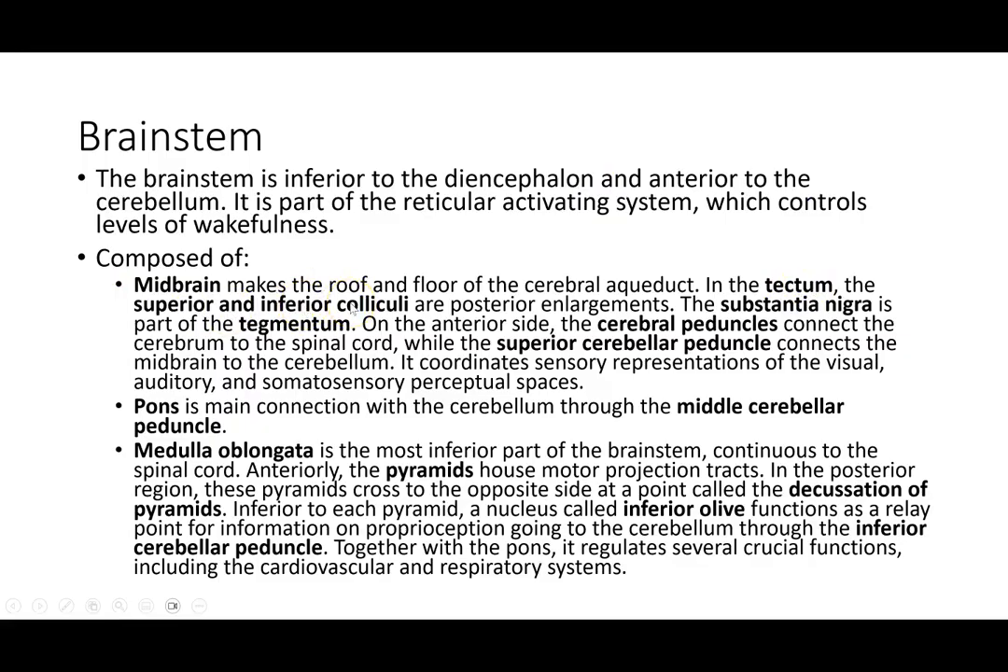These are on the corpora quadrigemina, which you will be learning in lab. There are going to be 4 bumps, and those are the superior and inferior colliculi, but you don't need to know the colliculi for lab, you just need to know the corpora quadrigemina. All right, some other regions: the substantia nigra, this is part of the tegmentum, and these are going to be really important structures.